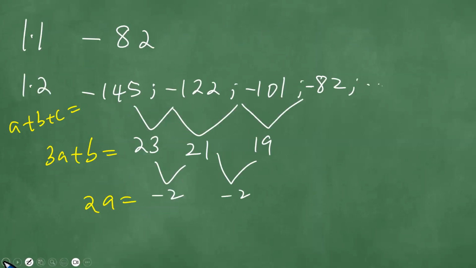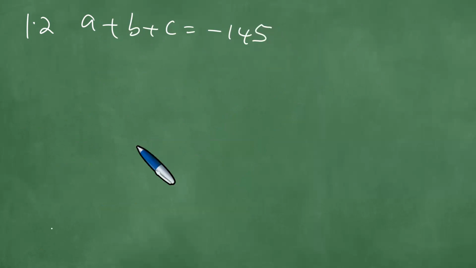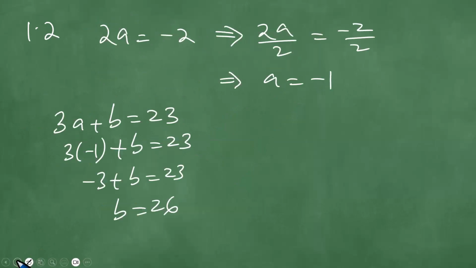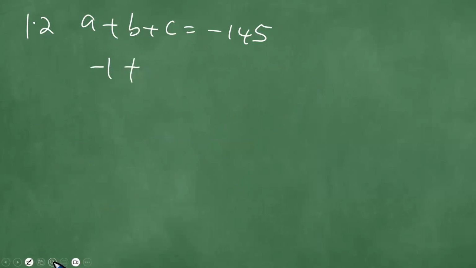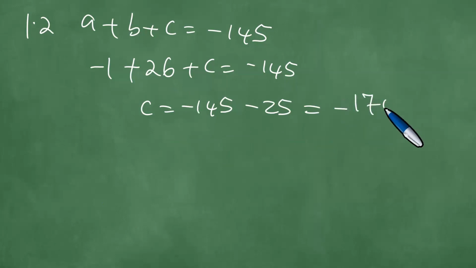Then 1.2 now focuses on a plus b plus c equals minus 145. a is minus 1, b is 26, plus c. Which means 26 minus 1 is 25. So this is that minus 25. And the answer is what? Minus 170.